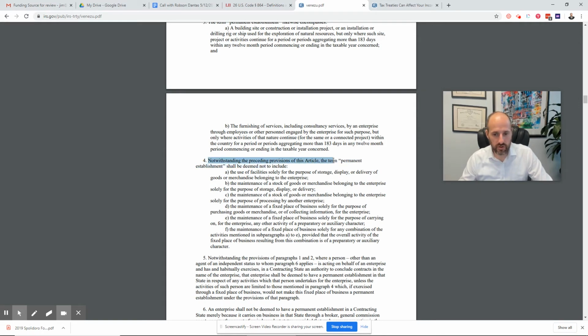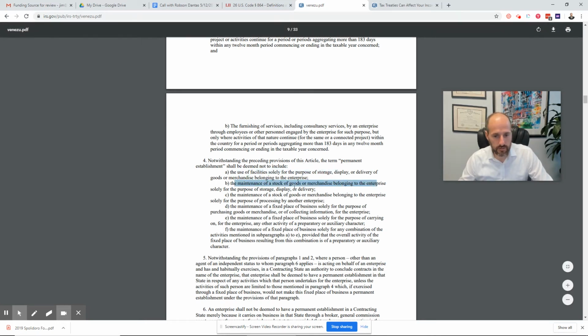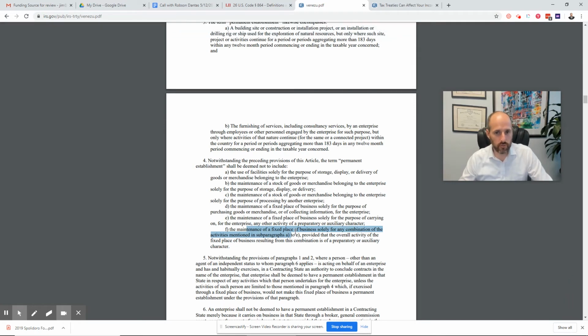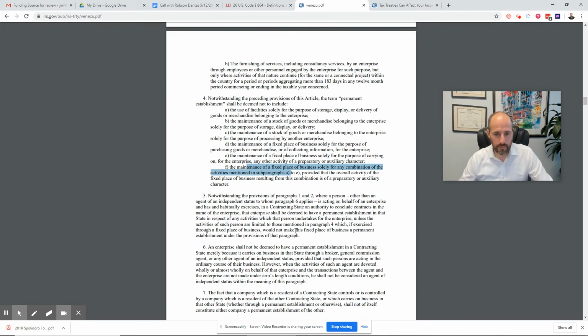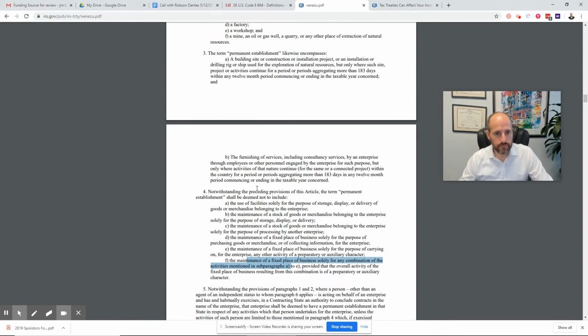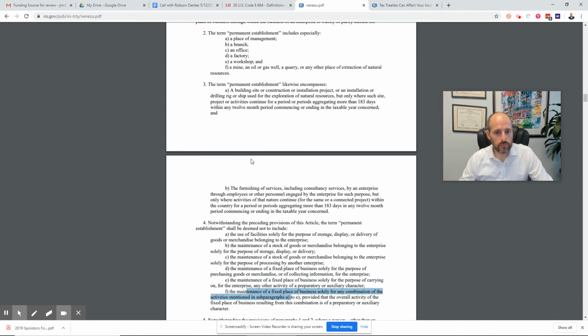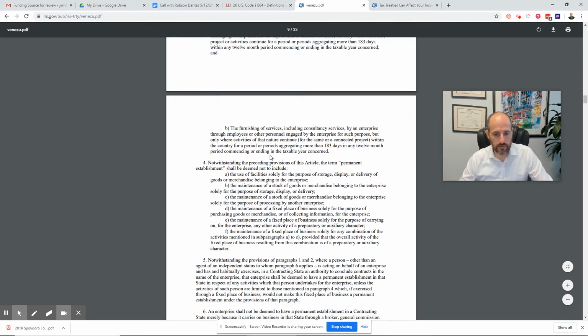Notwithstanding the preceding provisions, the term permanent establishment shall be deemed not to include storage, maintenance, solely for the purpose of purchasing goods, maintenance. So basically, if you have something just to hold and manage the movement of goods in and out of the country, it wouldn't be permanent establishment. Notwithstanding paragraphs 1 and 2. Okay, so this is mostly these.